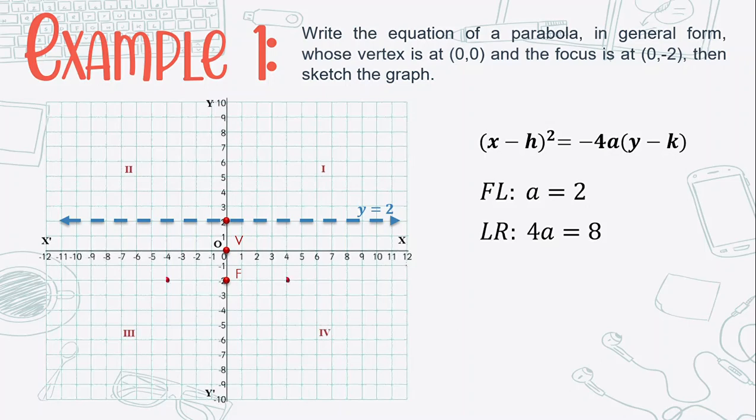So let's plot the endpoints of our latus rectum. As you can see, we have 4 units to the left of our focus and 4 units to the right of our focus. In total, we have 8 units of length of our latus rectum. By just looking at the endpoints of our latus rectum and the vertex, we can observe the behavior of our graph. So we can just connect all those points, then there we have the graph of the parabola for this given equation. But we still have to write the equation of our parabola in general form.